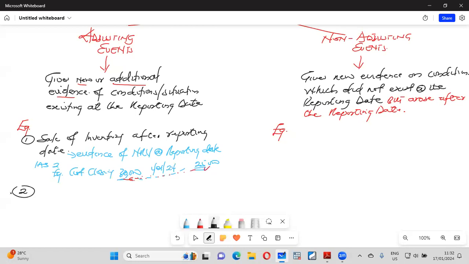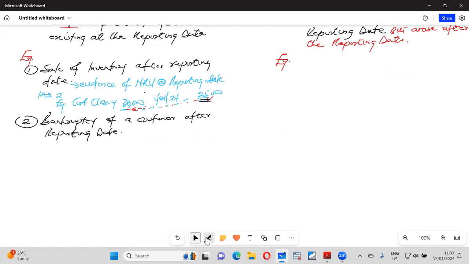All right, the second example is the bankruptcy of a customer after the reporting date. Like we said, this is new information, but it is giving us evidence of a condition about our receivables at the reporting date. So we need to come back and apply IFRS 9, impairment of receivables.